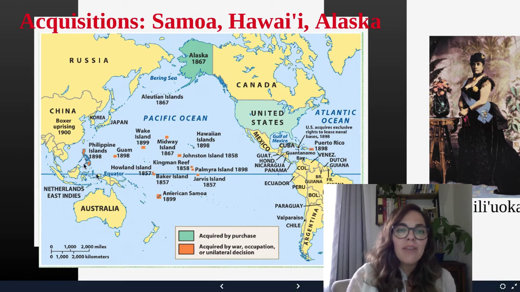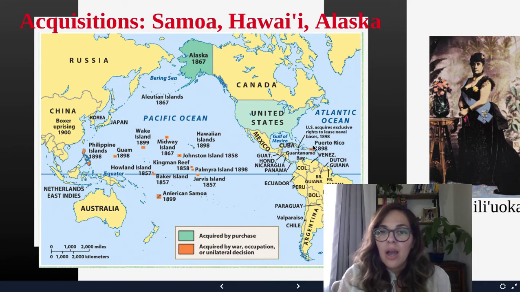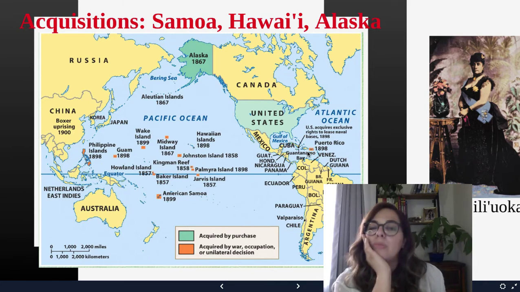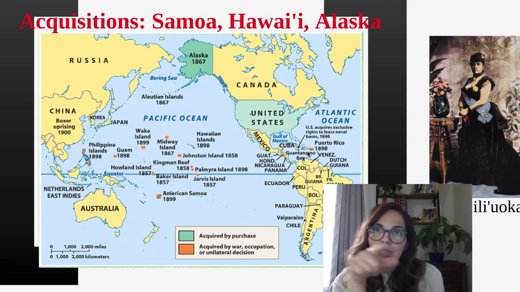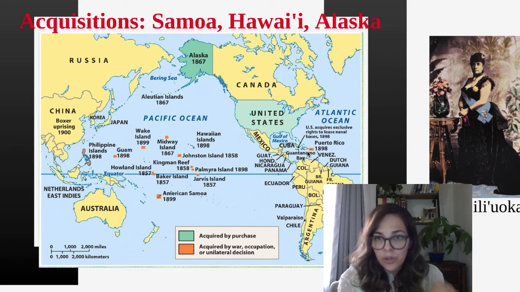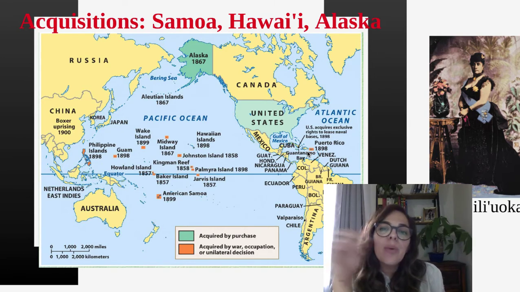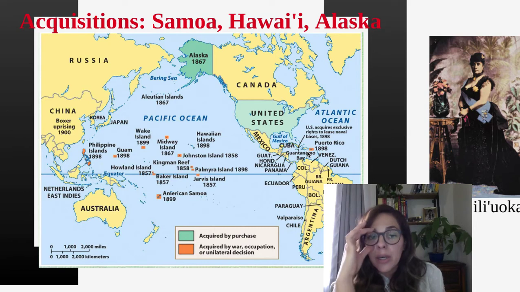Because you also have here the Philippines, Guam, Wake Island, Midway, Johnson Island, Hawaii, Baker, all of these little American Samoa, Jarvis, Palmyra, and then over here Puerto Rico as well. All of those are orange, which means that they were all acquired through war, occupation, or unilateral decision. And so we're going to talk about Puerto Rico right now when we get to the Spanish-American War.